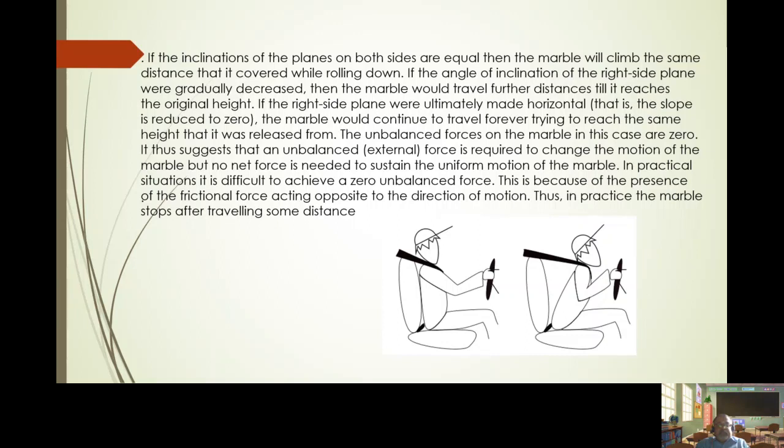In practical situations, it is difficult to achieve a zero unbalanced force. This is because of the presence of the frictional force acting opposite to the direction of the motion, and thus in practice the marble stops after traveling some distance. Also, a small example is shown below of how the body moves forward when an opposite brake is applied.